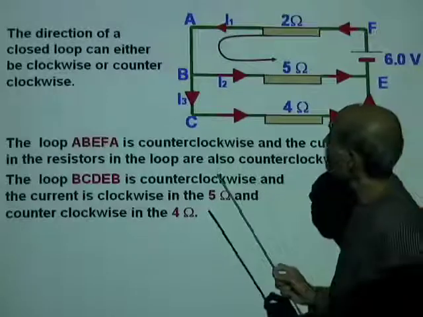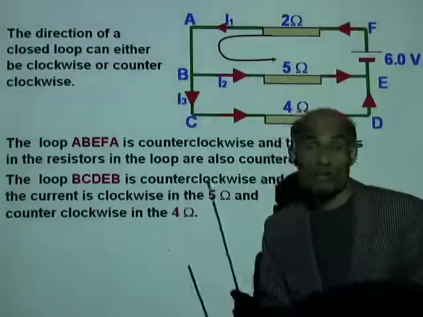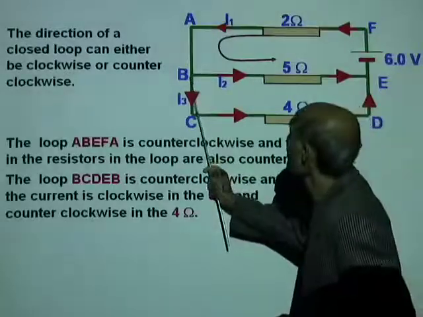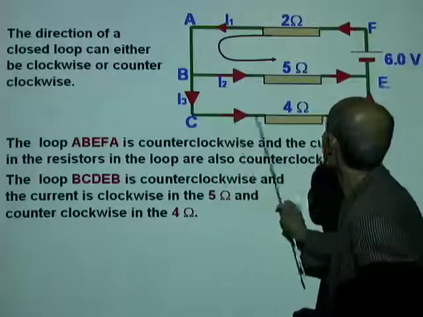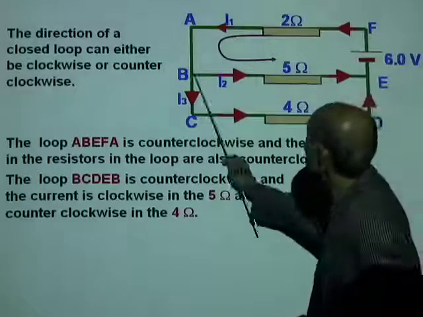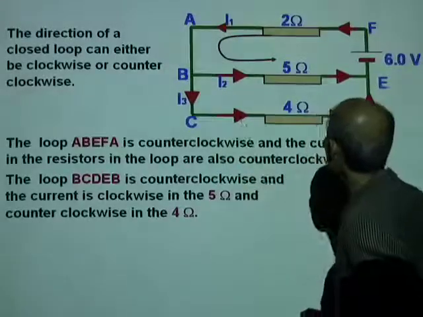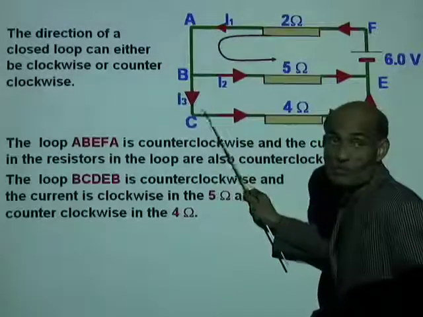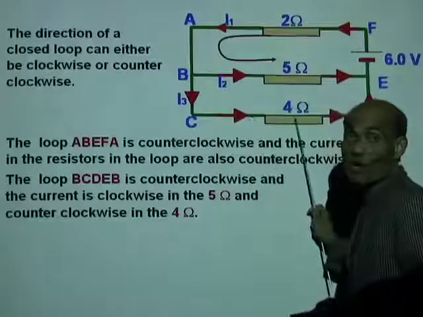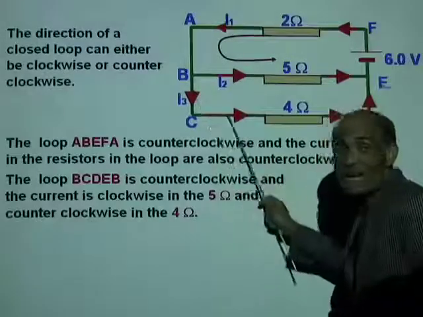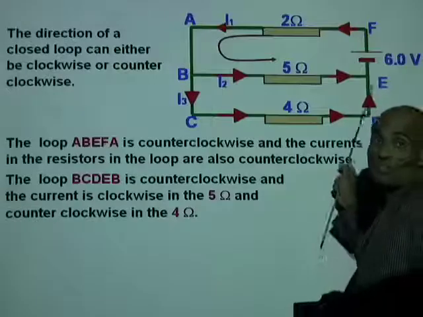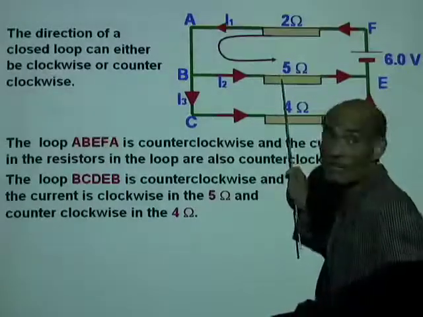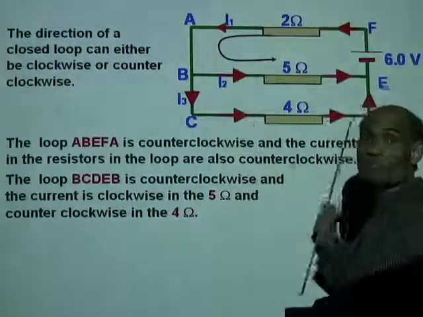Now, I want you to watch the direction of currents in each of the resistors. Look at the direction of the loop here, B, C, D, E, B. Now, this is the direction of the loop. If you look there, the direction of the current in the 4 ohm is the same as the direction of tracing the loop. Is that right? Whereas the direction of current in the 5 ohm is opposite to it.